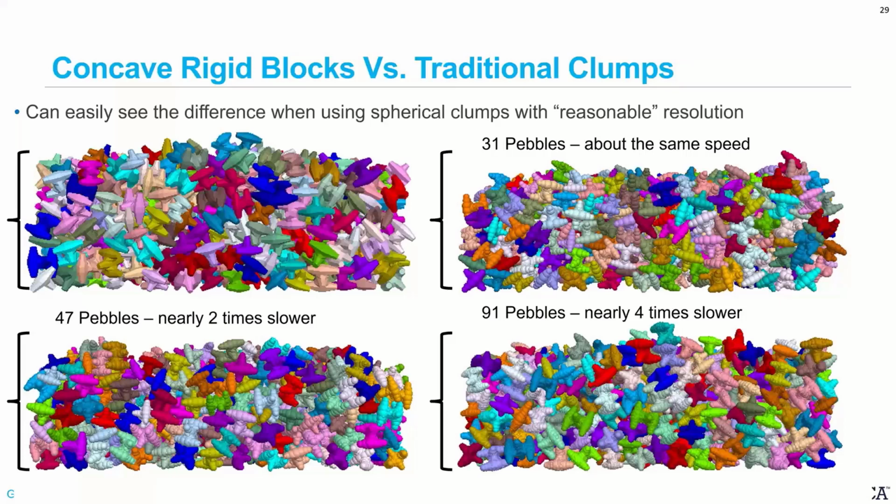So when we go from a 31 pebble clump to a 47 pebble clump, which is about 2 times slower than the rigid block model, you can still see that the volume is lower, just due to gravity settling. And even when you go to a 91 pebble clump, which is about 10 times slower, you can see that the middle of this section relative to here, the volume's still lower. And so basically what it allows you to do is, with a higher fidelity, model concave particles using this generalized clump logic.